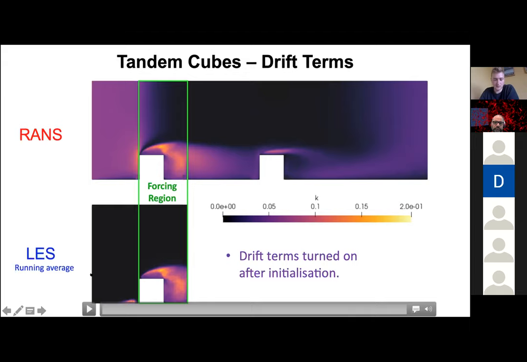And then we're forcing the turbulent kinetic energy and the velocity, but here we're showing the turbulent kinetic energy because it's a bit clearer. So you can see how we're matching the turbulent kinetic energy in this region in the RANS to that we're getting in the LES.